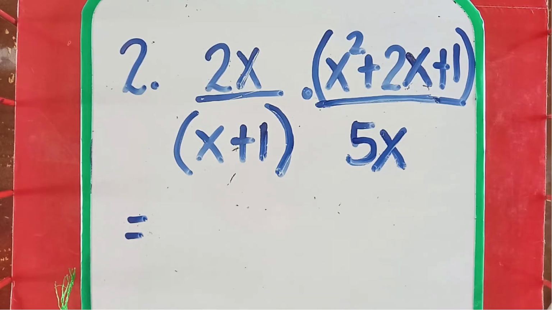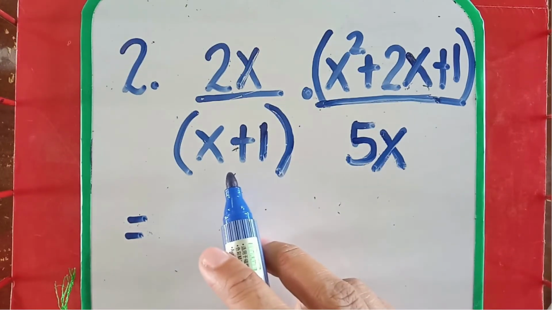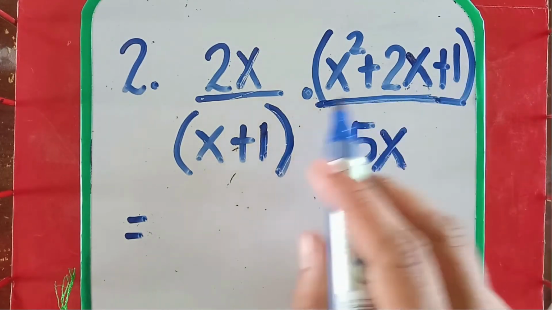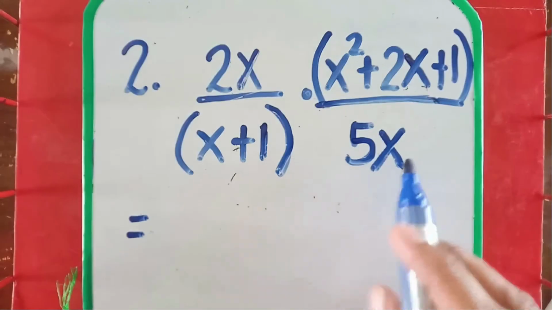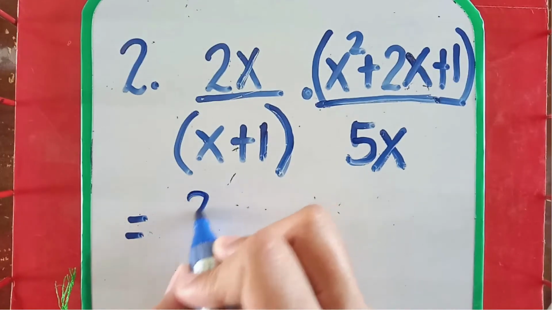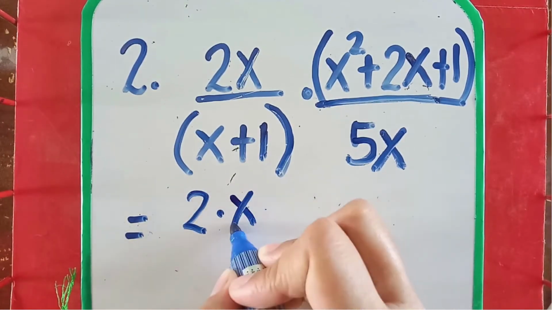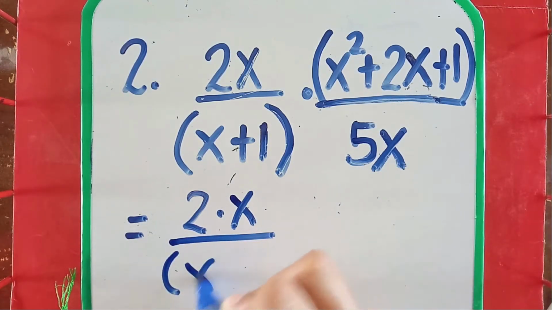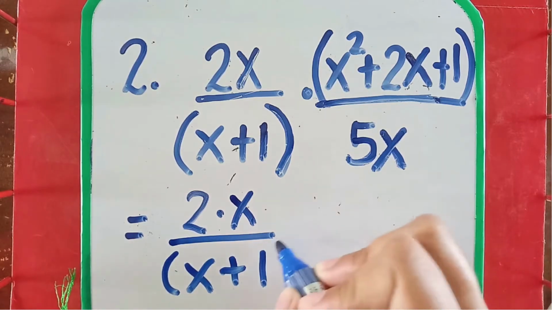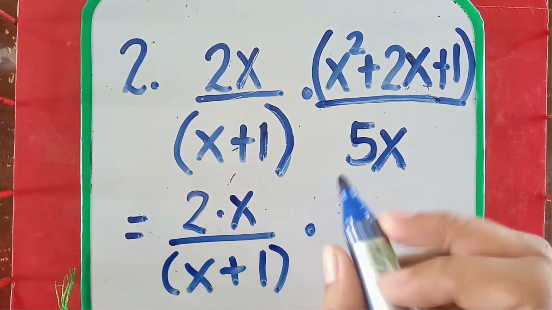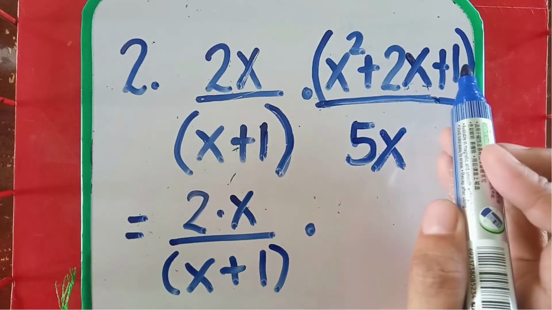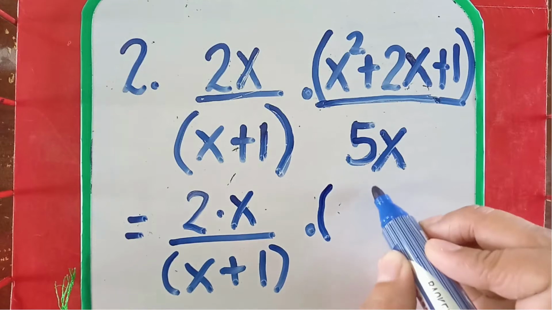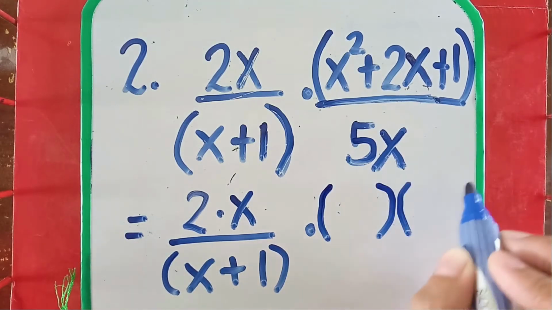Example number 2. 2x over x plus 1 times the quantity x squared plus 2x plus 1 over 5x. So 2x can be factored as 2 times x. And then we can copy x plus 1. Then times, okay? So x squared plus 2x plus 1 is a trinomial. So we can factor that as 2 binomials.